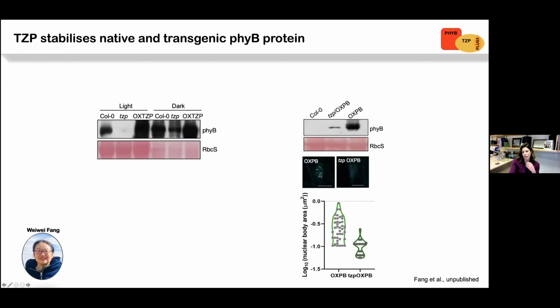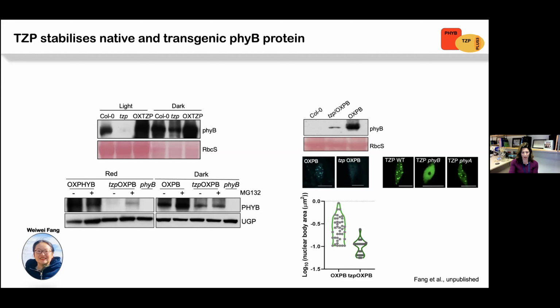And we wanted to see if this plays any role in terms of phyB nuclear body formation. And you can see that indeed there's less and smaller nuclear bodies, but of course this could be due to the lower protein levels. And we also know that phytochrome B is essential for recruiting TZP in these nuclear bodies. So potentially this interaction is mutual. Maybe they require each other in order to localize or retain these nuclear bodies.